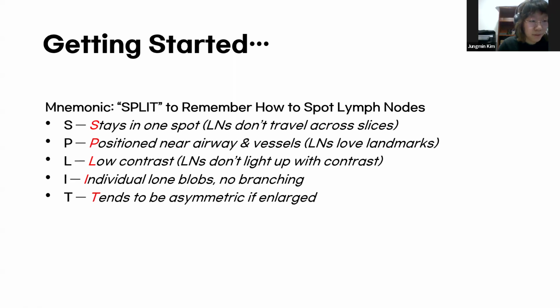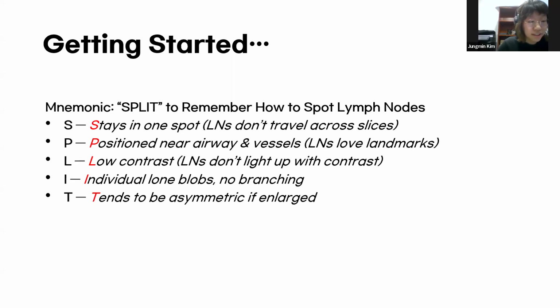And when you're trying to spot a lymph node, use this mnemonic. I made it up. So SPLIT. S means it stays in one spot, that it doesn't travel or change shape across slices like vessels do. P means positioned near airways and vessels. LNs love to hang out near big anatomical landmarks. And L means it's low in contrast. They don't light up with contrast like blood vessels.